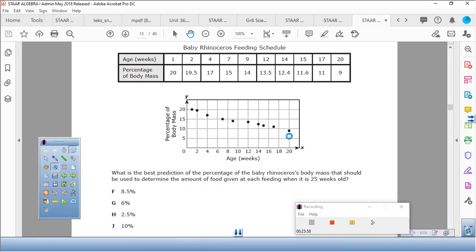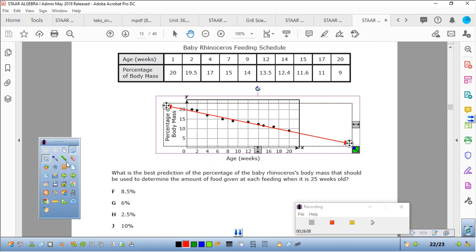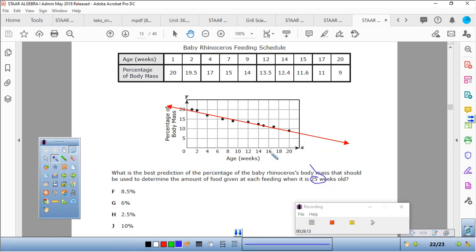Just draw my line going through like that. That's basically what they want you to do. A line that kind of goes through it. That's the line of best fit, okay? Trend line. And then they're asking you where in the world is 25 weeks old. So we go 2, 4, 6, 8, and 18, 20, 22. So roughly, this is 24, 26. So about right here, right? About here.